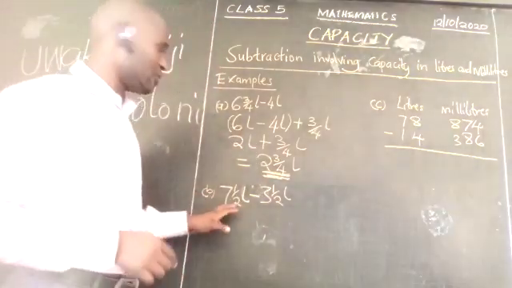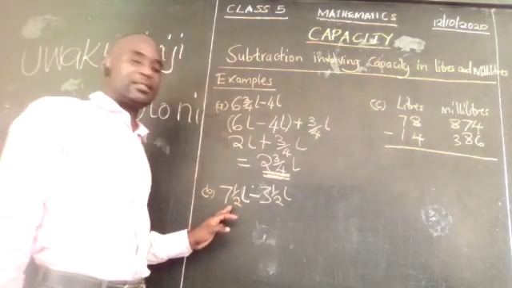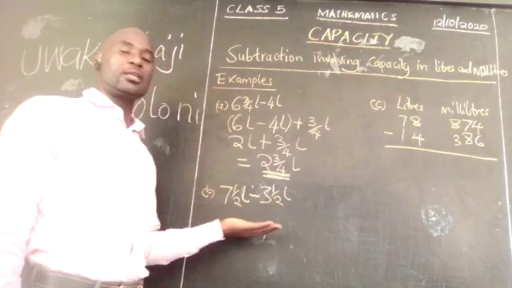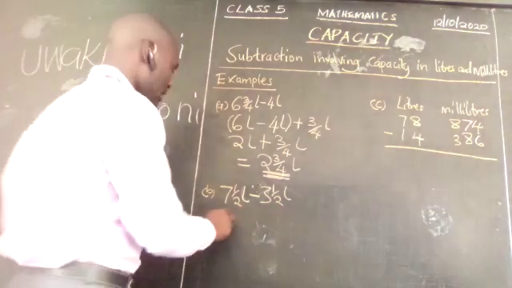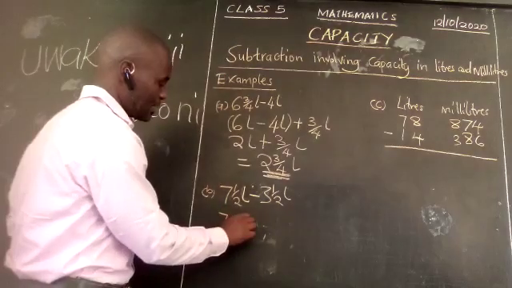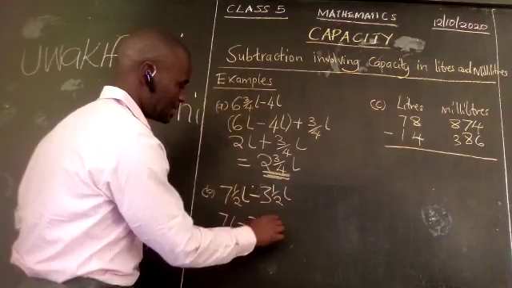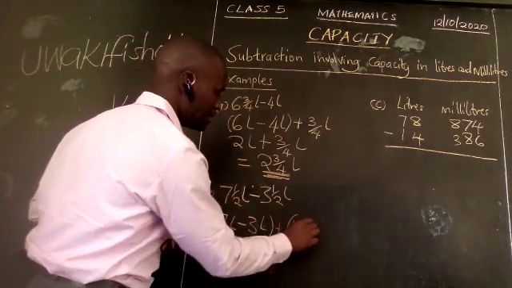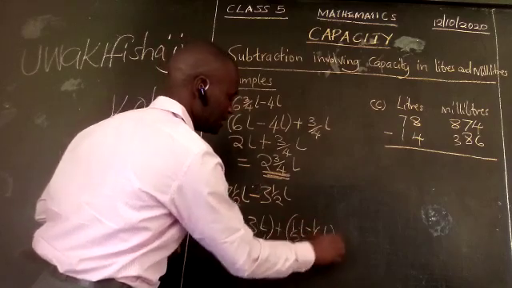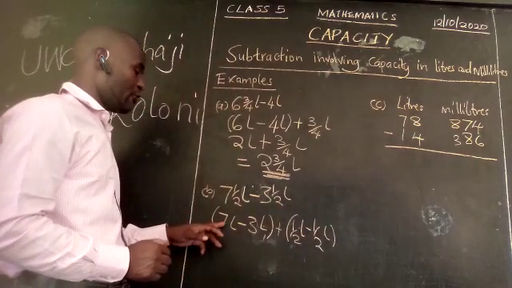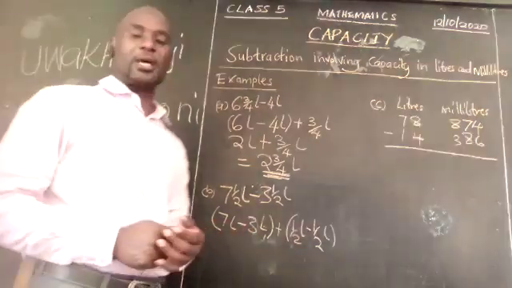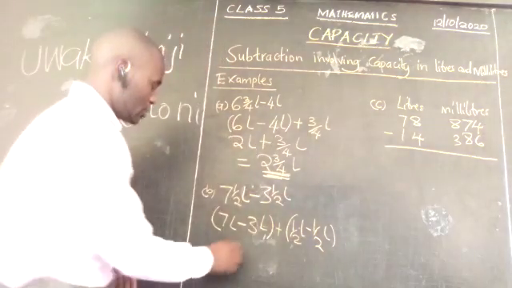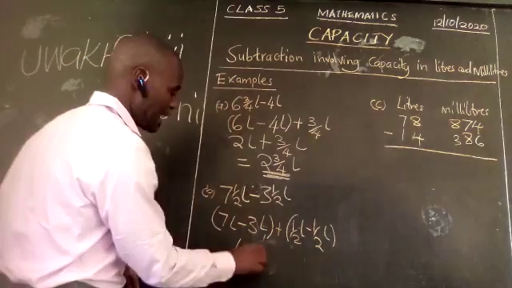Number 2, we have 7.5 liters, subtract 3.5 liters. Now, this is a question that is involving fractions only. So we shall say 7 liters subtract 3 liters, in brackets, add 1/2 liter, subtract 1/2 liter. So we have 7 subtract 3. What is 7 subtract 3? Good. We get 4. So we have 4 liters, add.